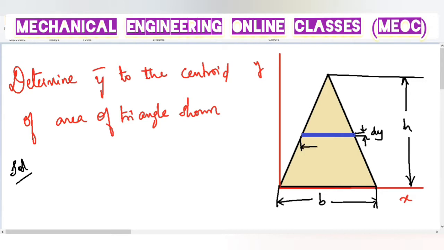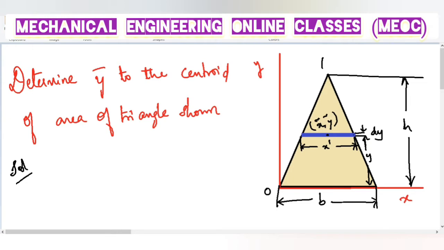Let the length of this rectangular strip be some x prime, x dash, and let this be at a height y from the x axis. Its centroid is somewhere here on the blue strip, which I have shown with a black dot. Let that be the centroid x tilde and y tilde. Now, as per the procedure we have discussed earlier, we have taken a horizontal strip, a differential element that is either parallel or perpendicular to one of the axes.